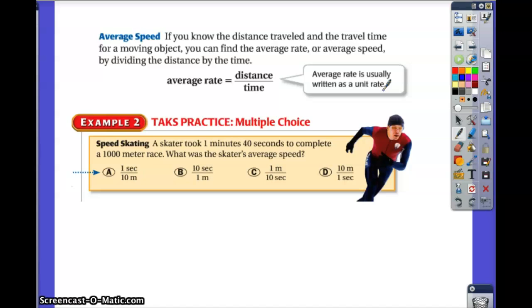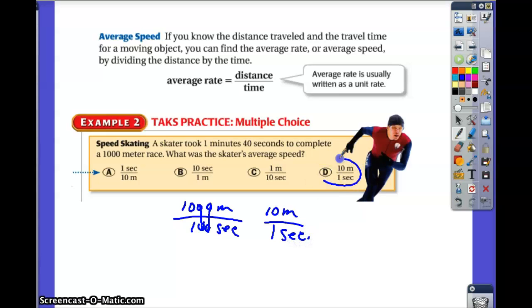So a skater took 1 minute 40 seconds to complete a 1,000 meter race. What was the skater's average speed? So again, it's distance over time. The distance was 1,000 meters, and the time was 1 minute 40 seconds. So let's convert it all to seconds. 1 minute is 60 seconds plus 40 more, that's 100 seconds. So if we knock off zeros, we have 10 meters per second, which is, in this case, D.